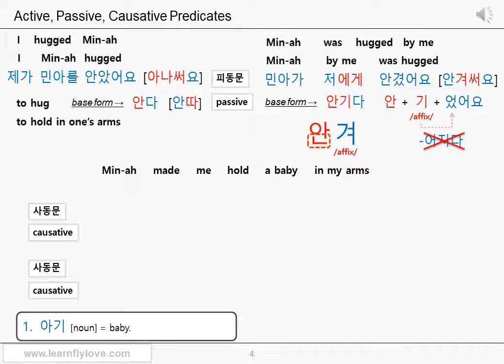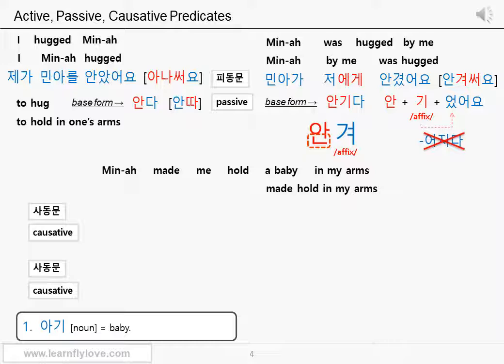Causative is called 사동, and the causative sentence is called 사동문. We're going to use the Korean verb 안다, which means to hug or to hold something in your arms. Therefore, the entire made hold in my arms is going to be the predicated part in Korean.